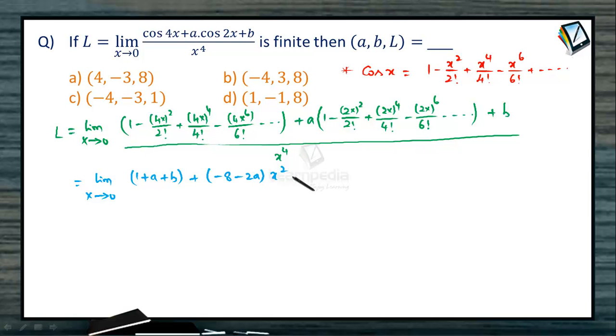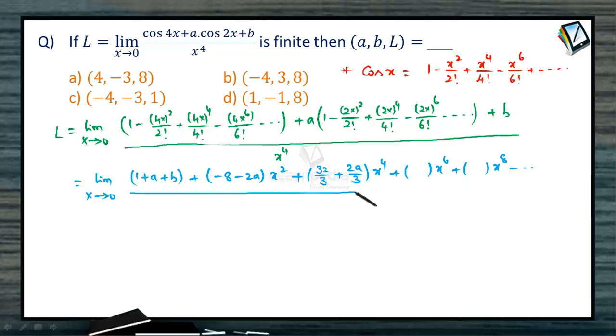Can you collect the x power 4 factors also? Yes, there will be 4 to the power of 4 by 4 factorial plus a times 2 to the power of 4 by 4 factorial. So that would give us 32 by 3 plus 2a by 3 times x to the power of 4 plus the rest of the factors would be x to the power of 6, x to the power of 8, so on, right? The whole expression divided by x to the power of 4.